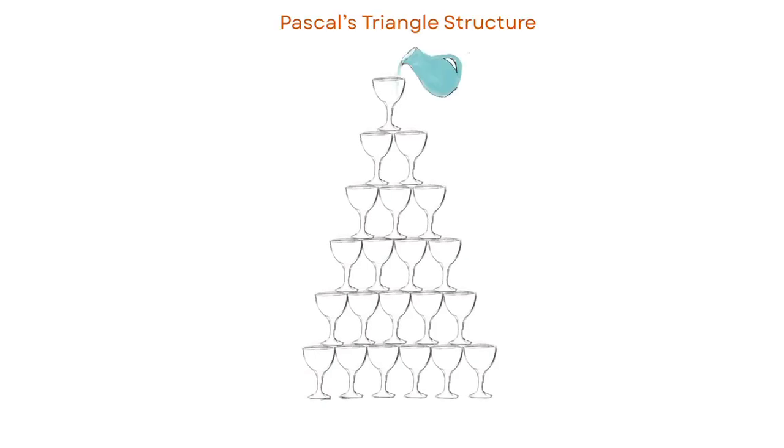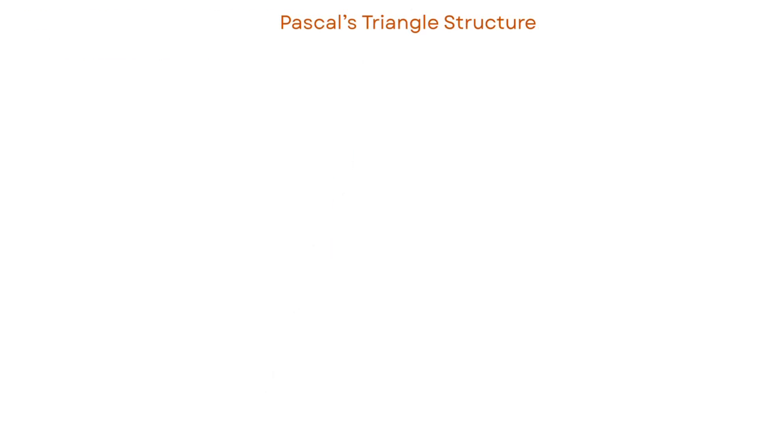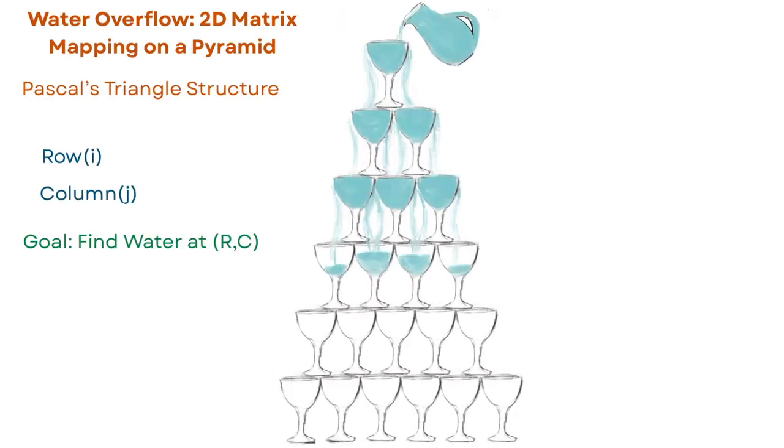Physically, this looks like a triangle, but mathematically, we map this as a coordinate system. Each glass has an address, row I and column J. Our goal is to calculate how much water ends up in a specific glass after pouring K units at the top.